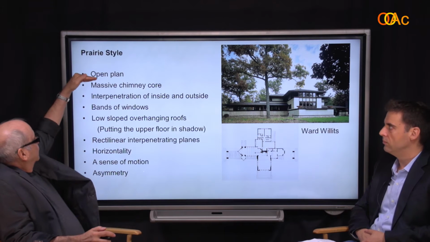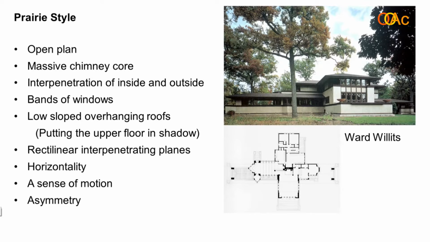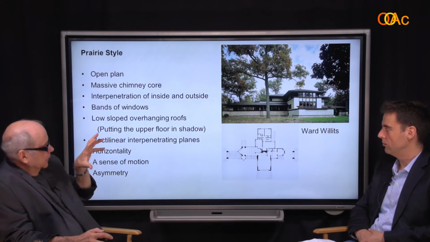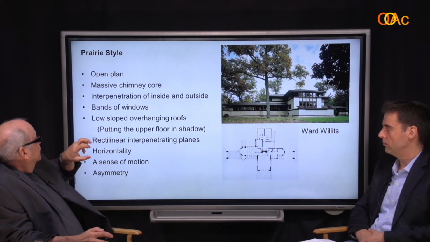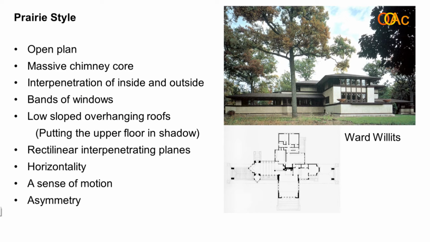So open plan, we'll go into a lot of detail about that. Massive chimney core. So we've got the hearth. We're going to pin this down and have a place of identity for the family. Interpenetration of inside and outside. So the whole wall just opens up here.